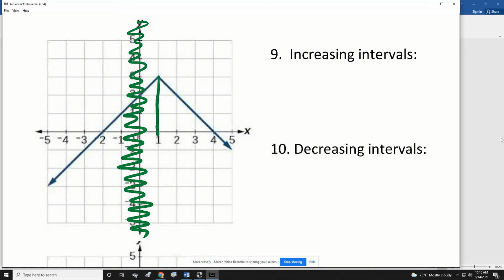Now, when we are given these intervals of increasing and decreasing, we're telling the x values where the graph is increasing and the x values where the graph is decreasing. Now, think about a hill and think about how you read. You read from left to right. So if we're moving left to right on this graph, it is increasing right here, going uphill, and decreasing here, going downhill.